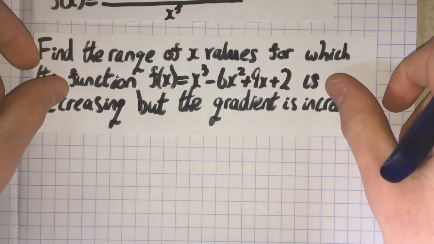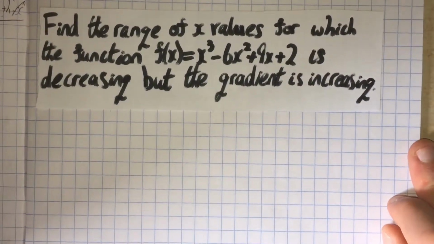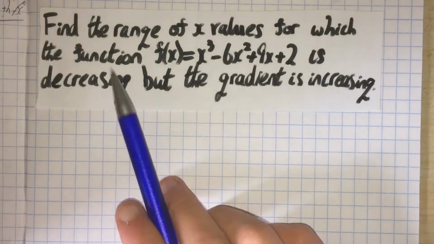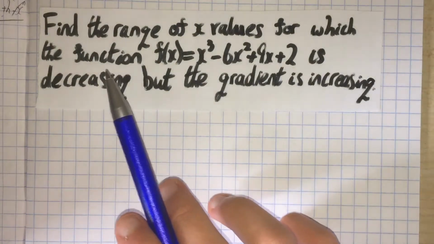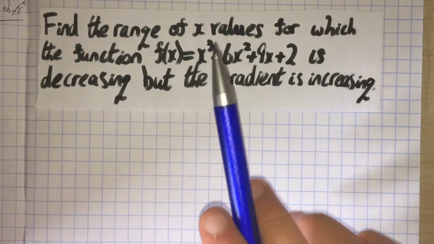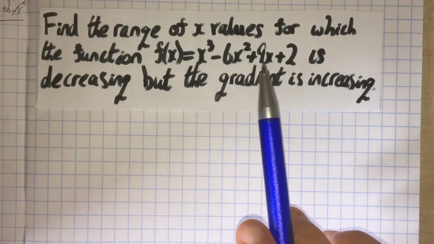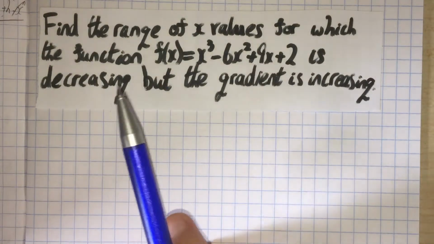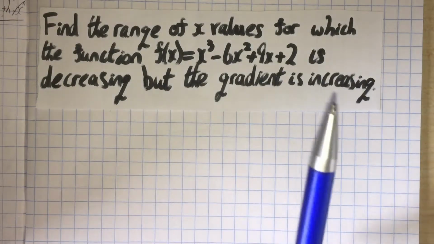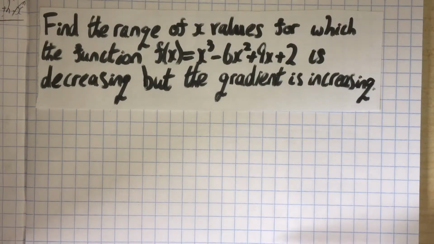This one is quite a smashing question. Find the range of x values for which the function f of x equals x cubed minus 6x squared plus 9x plus 2 is decreasing, but the gradient is increasing. Well.